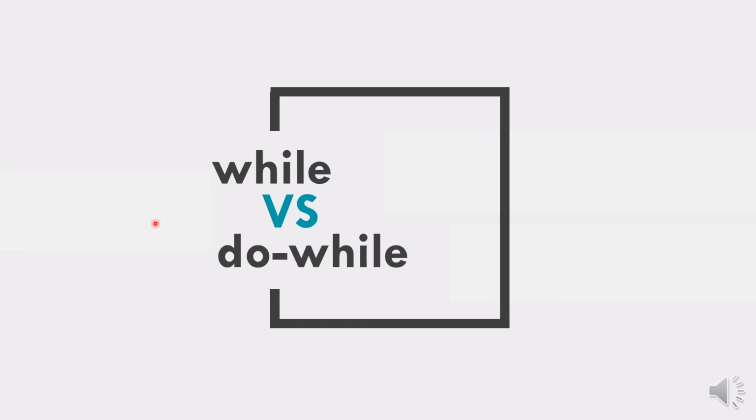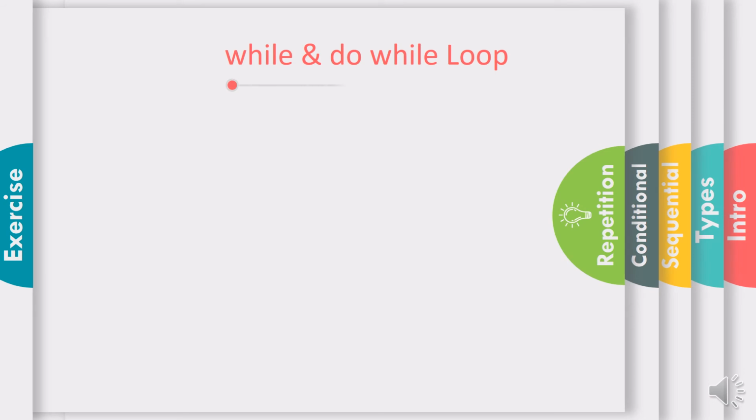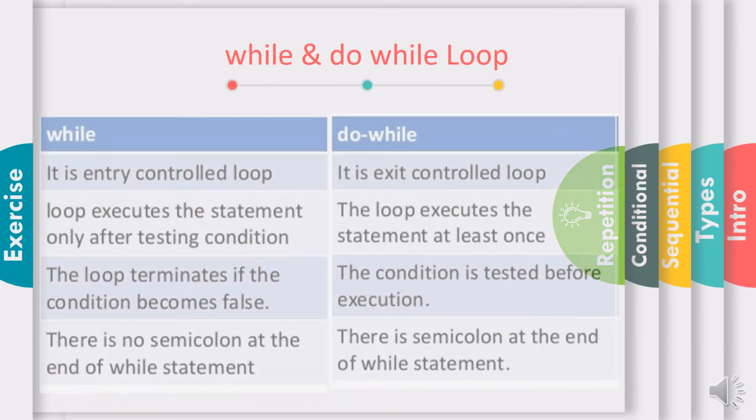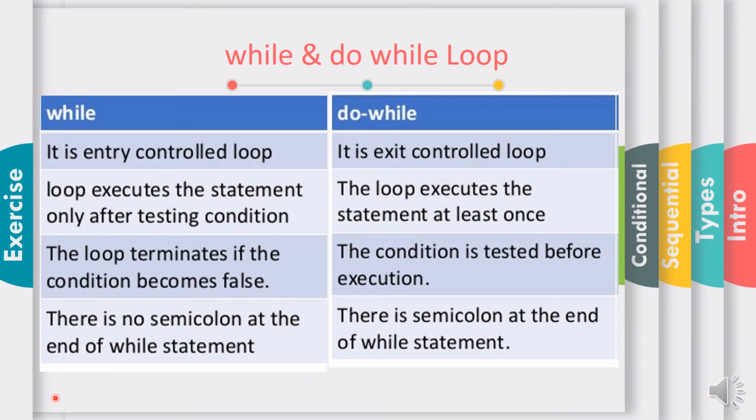Now let us discuss the difference between while and do while loop. So this is the difference table for the while and do while loop. While loop is the entry controlled loop, which means that we check the condition at the beginning of the loop, and do while loop is the exit controlled loop, which means we check the condition at the end of the loop.